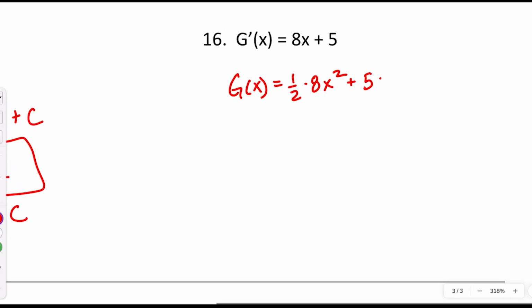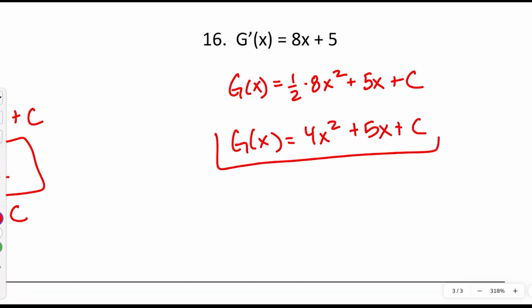So this would just be 5x, right? Plus c. So yeah, we get the 4 that you had mentioned before. There you go. And the nice thing about these antiderivatives is you can always check to see if you got it right. Like, let's differentiate this and see if we get this, right? Okay, well, derivative here is 8x, derivative here is 5, derivative of constant 0, so we're good to go.